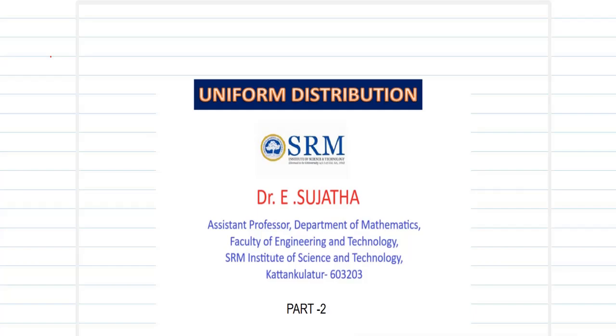Hello, welcome to this second video on uniform distribution. In the first part, we saw the definition of uniform distribution, why it is also called rectangular distribution, what its parameters, the mean and the variance, are, and we tried to solve some simple problems using the basic definition. Now we will move one step ahead to solve word problems using the uniform distribution.